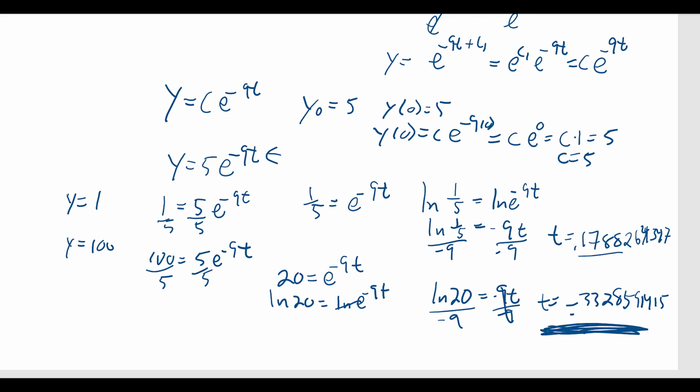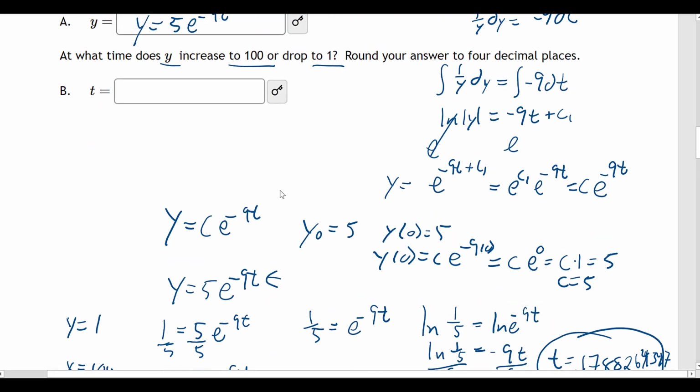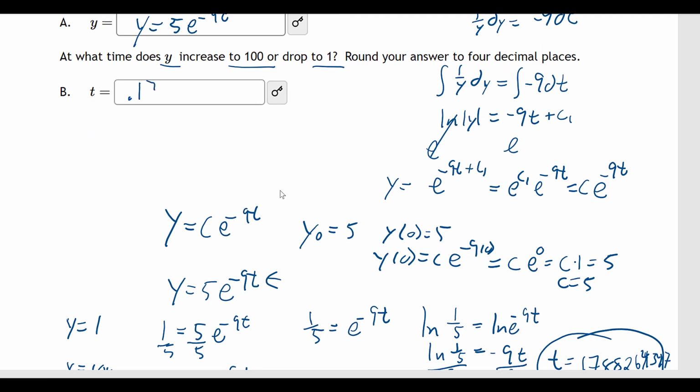Now, we only want one answer, and this is negative. We can't go back in time, so we can exclude that answer. We'll just go with this one here. So my answer to this one is 0.1788264347. And that's how we do it.